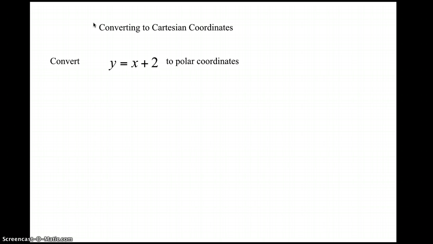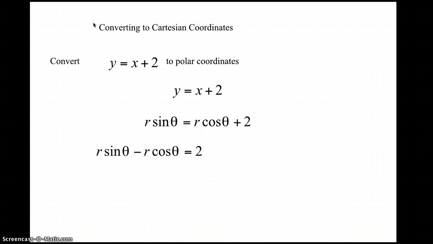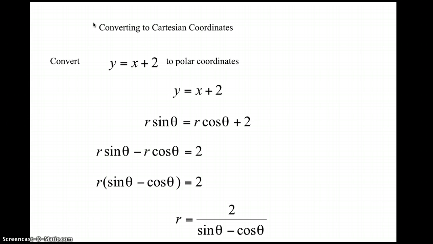So if we had y equals x plus 2 and we wanted to convert that to polar coordinates, y equals r sine theta, x equals r cosine theta. Get all your r's on one side, factor out an r. The line y equals x plus 2 can be represented on the polar coordinate system with the relationship r equals 2 over sine theta minus cosine theta. You can check that by graphing it on your calculator.